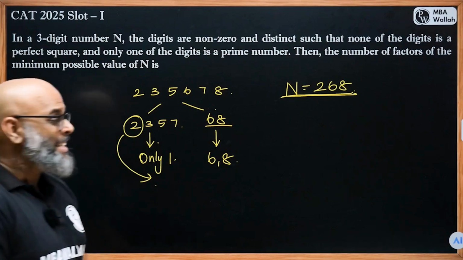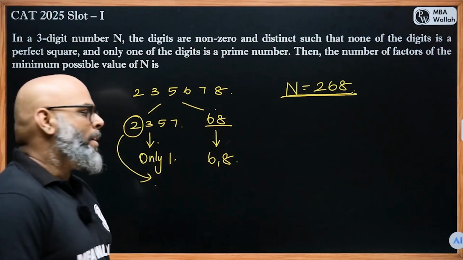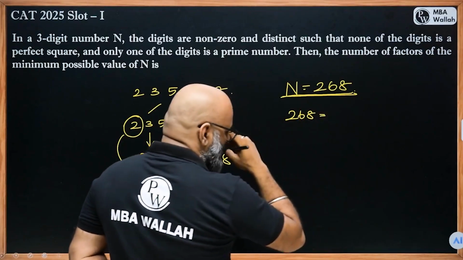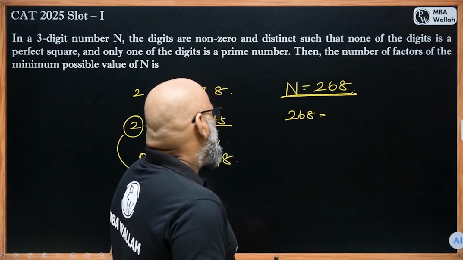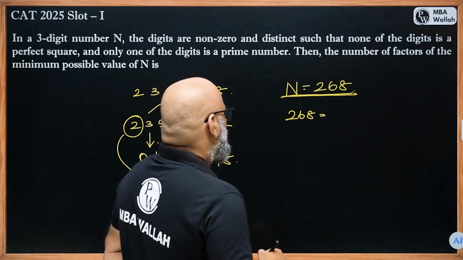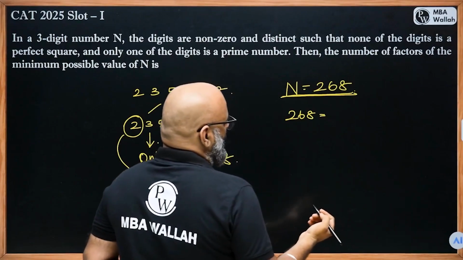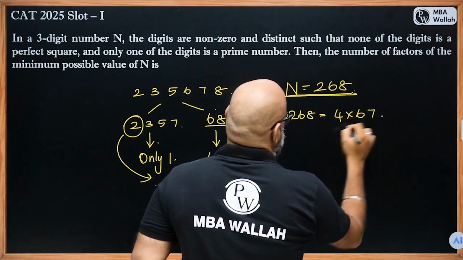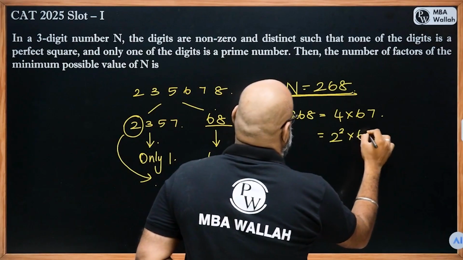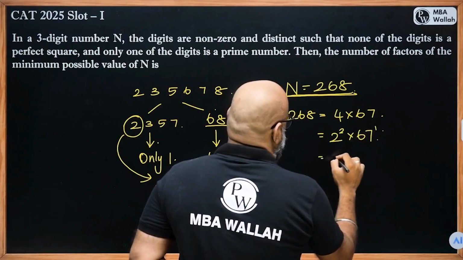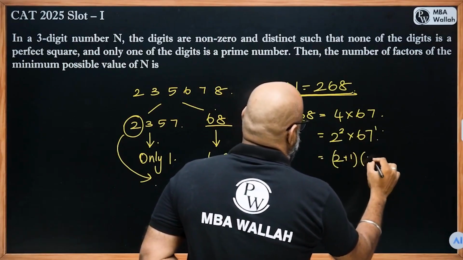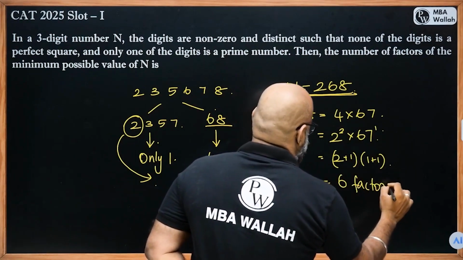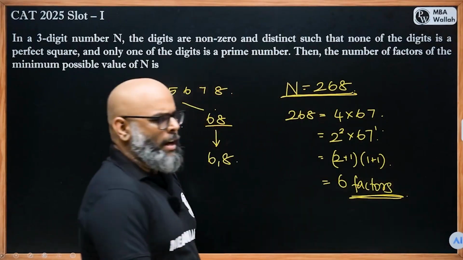But the question says number of factors for the minimum value. So 268, I can write it as 4 into 67, which is 2 square into 67. 67 is prime. So that is 2 plus 1 into 1 plus 1. 3 into 2, 6 factors. And that will be our answer.